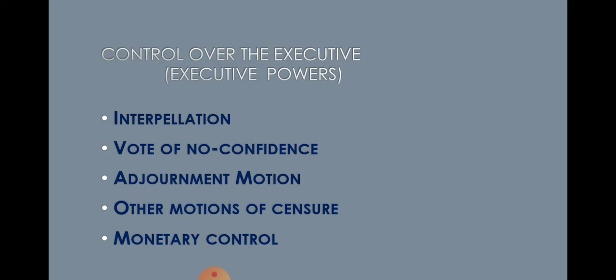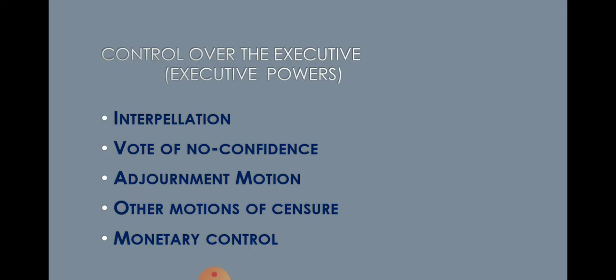Second one is vote of no confidence. A vote of no confidence is a motion expressing lack of confidence in the ministry. If the vote of no confidence is passed against the Prime Minister or a minister, the whole ministry has to resign. So it is the responsibility of the Union Executive to have the majority in the Parliament.